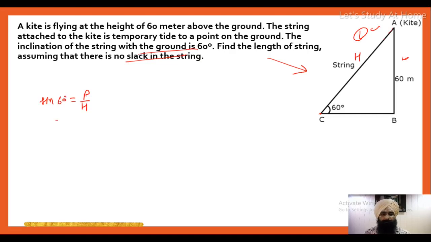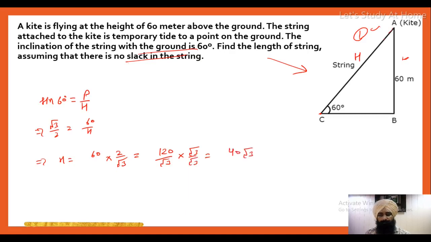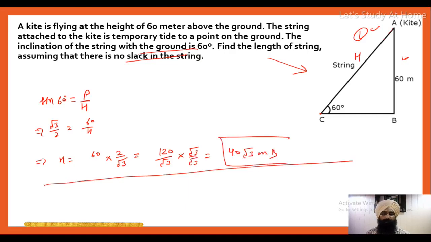Sine 60 is root 3 by 2, that is equal to 60 upon h. This implies h is equal to 60 into 2 over root 3. This is equal to 120 over root 3. After rationalizing, we will get 40 root 3 meter. Okay, this is your answer. Put the value of root 3, the value you have to put yourself. I am not going to put the value of root 3. Okay, it is your own problem.